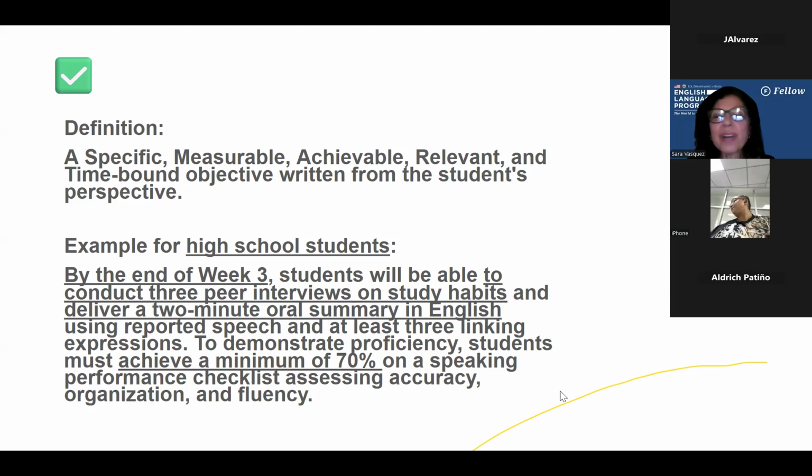Very good. Now, can you tell me which part is the S part, the specific? Or do you want me to answer? Okay, what is the specific? The specific is conduct 3 peer interviews, right? Exactly. We want them to conduct and deliver the 3 interviews in a 2-minute oral. That's very specific, a 2-minute oral summary in English.